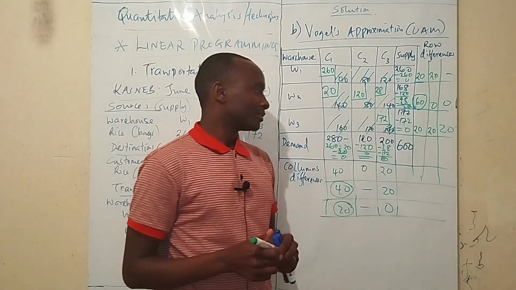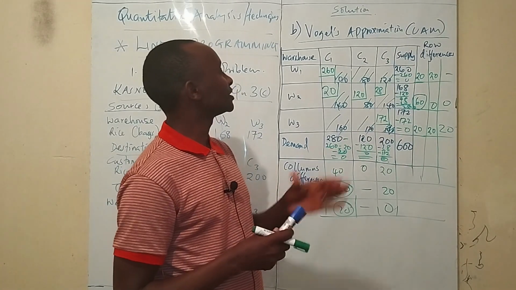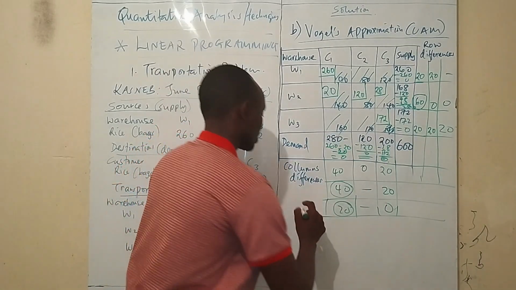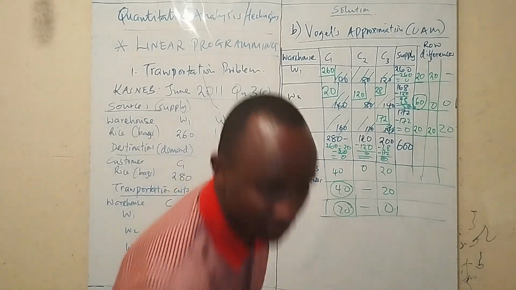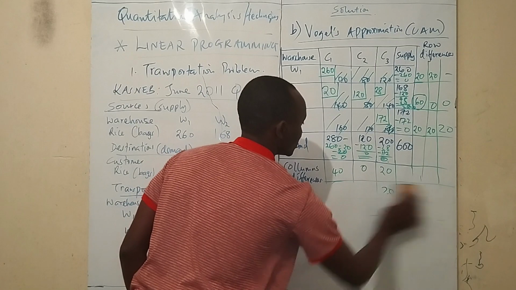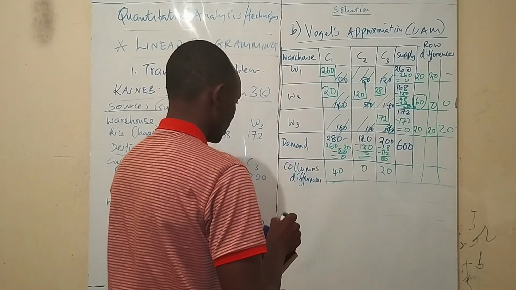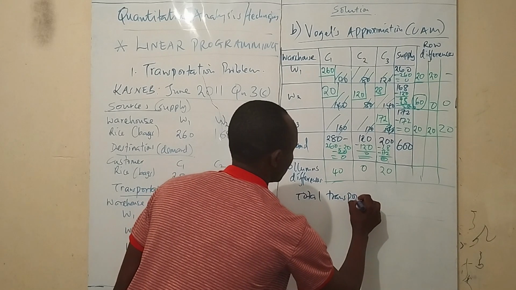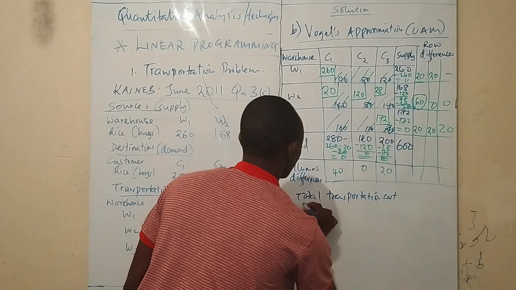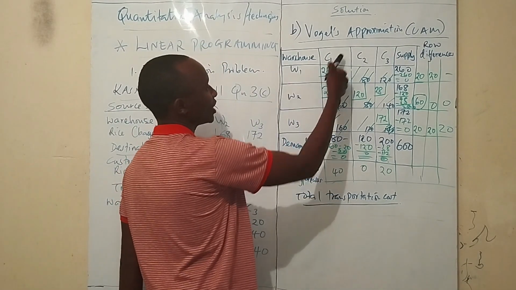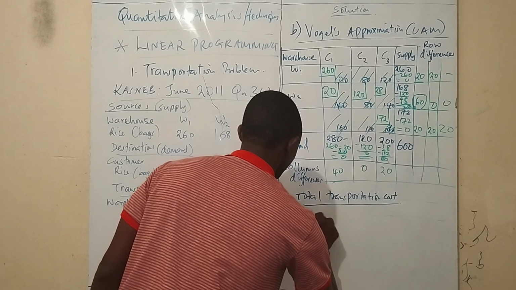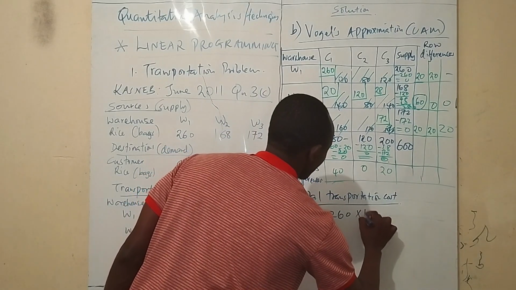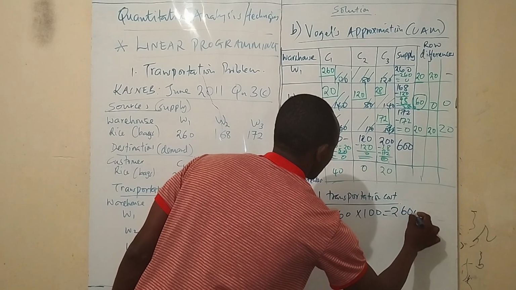Now the next step is to find the cost. Just the same way that we did for the northwest corner rule, we are going to find the total transportation costs, right? Let me delete this one to get enough space. So our total transportation cost then will be, for warehouse 1 and customer 1, 260 times 100 cost. So 260 bags of rice, you multiply by 100, which will give us 26,000.